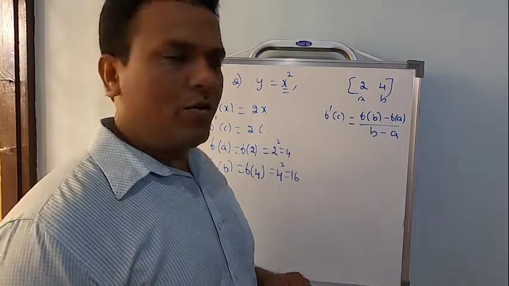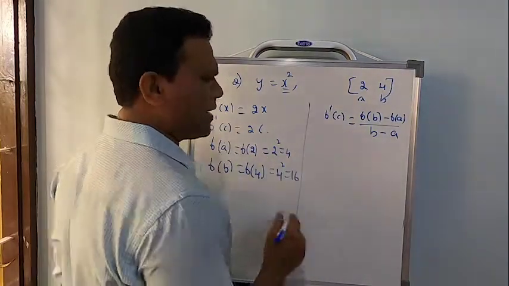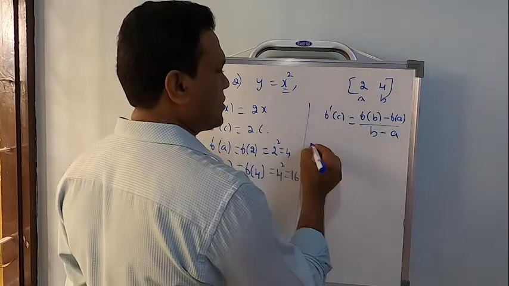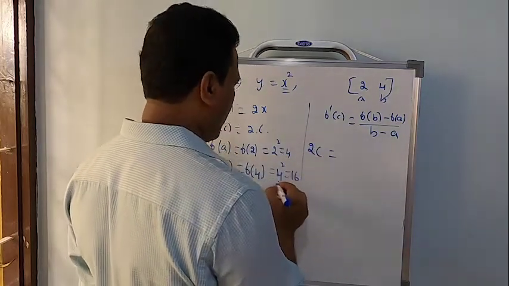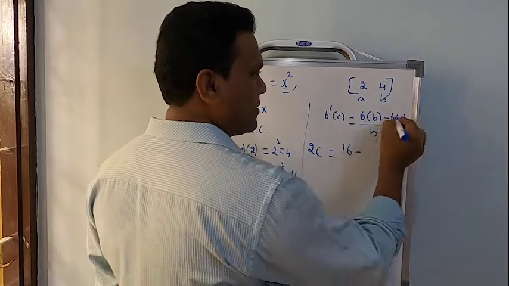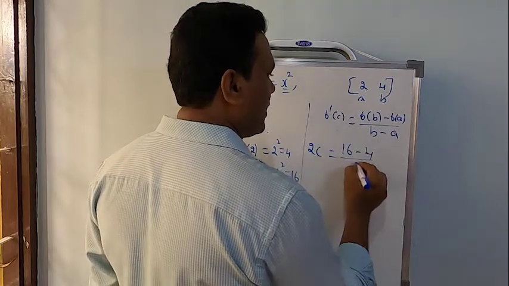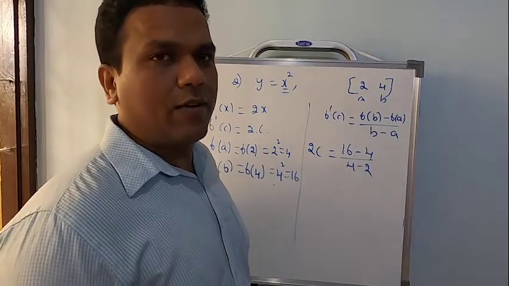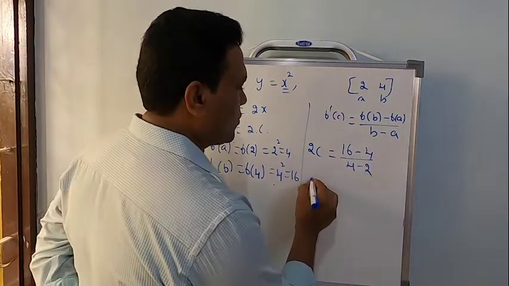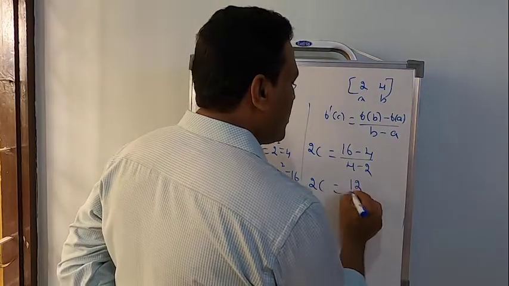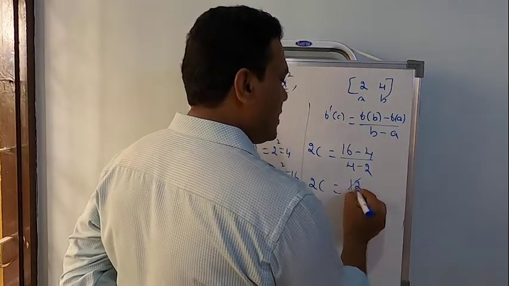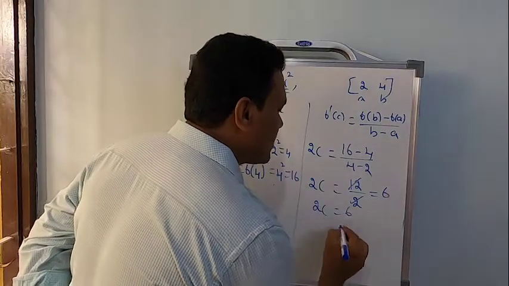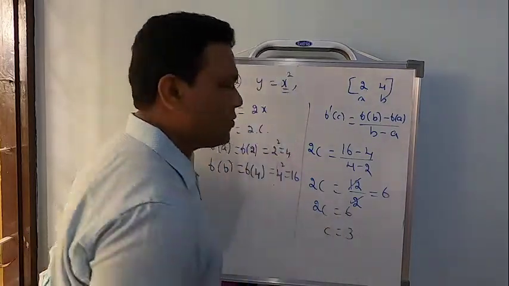Now substitute. It's better to find f dash of c separately and substitute. So f dash of c, 2c, will be equal to f of b, 16, minus f of a, 4, by 4 minus 2. Keep simplifying till you find the value of c. So 2c equal to 12 by 2, which is going to be 6. That means 2c equal to 6, so the c value will be equal to 3.